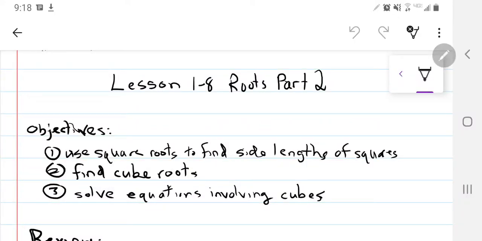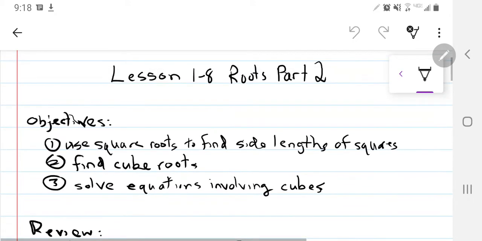Here we go, part 2 of lesson 1-8, roots. Good luck today. Make sure you pause if you need to copy something. We're going to cruise through this.